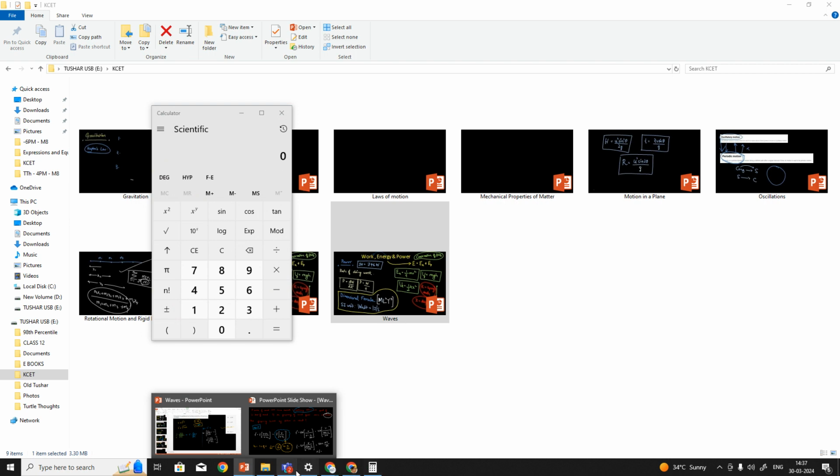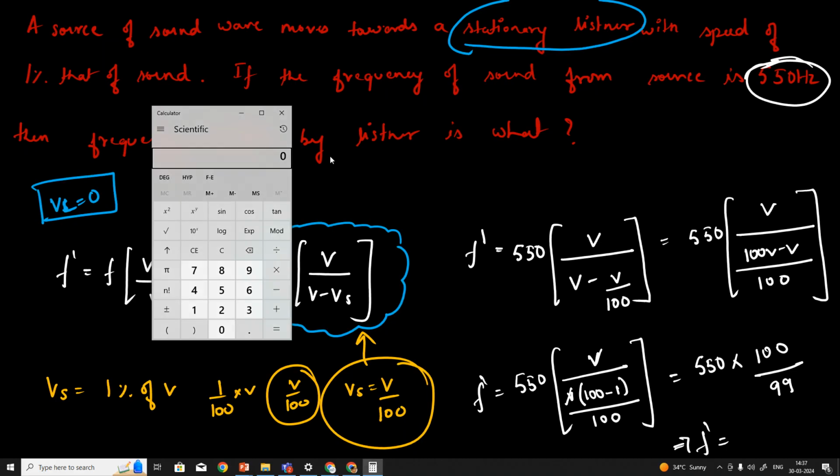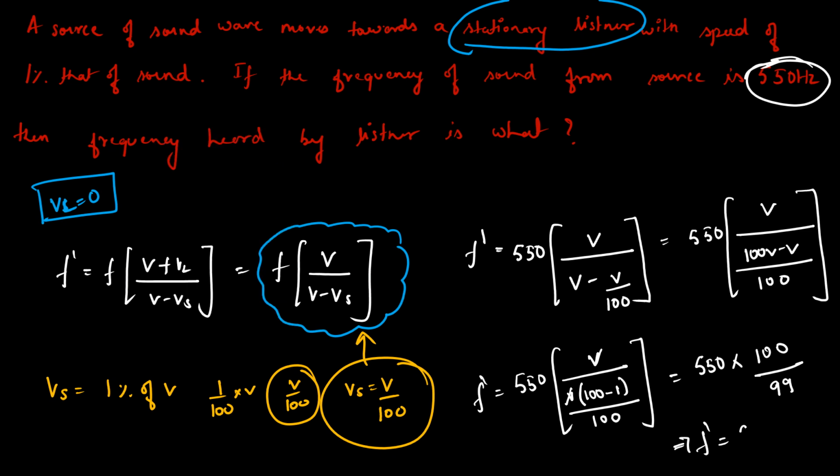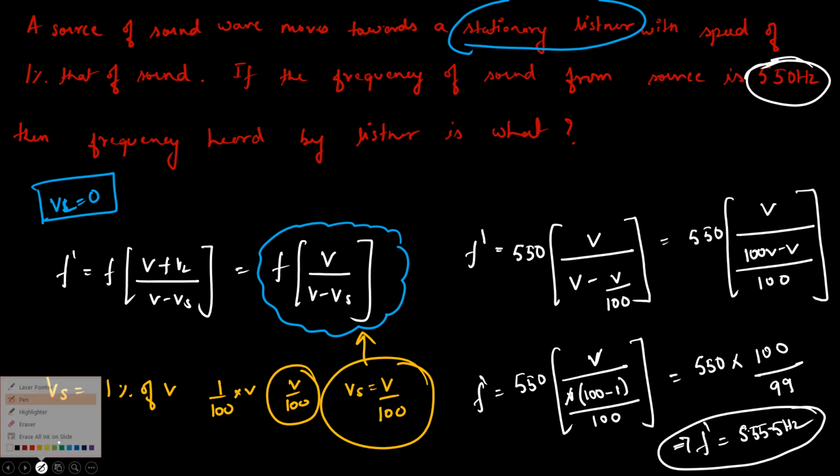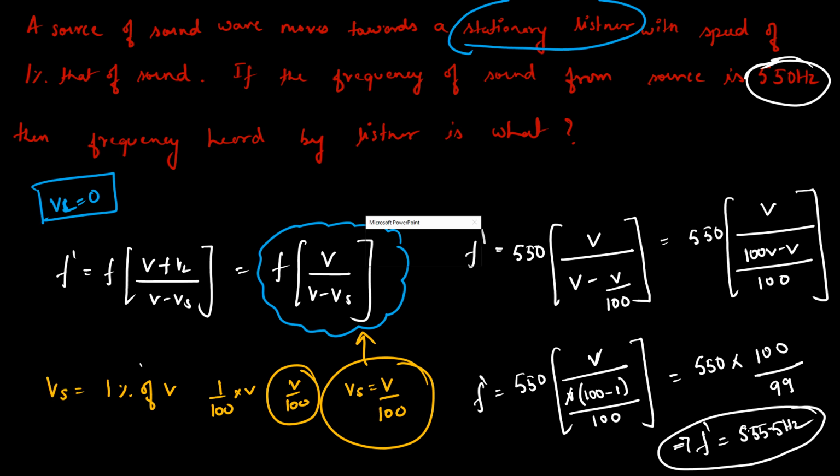Here we are. And what should be the answer? 550 multiplied by 100 divided by 99. So 555.5. This will be the apparent frequency. Is it clear? Yes. Okay, now let me take up one more.